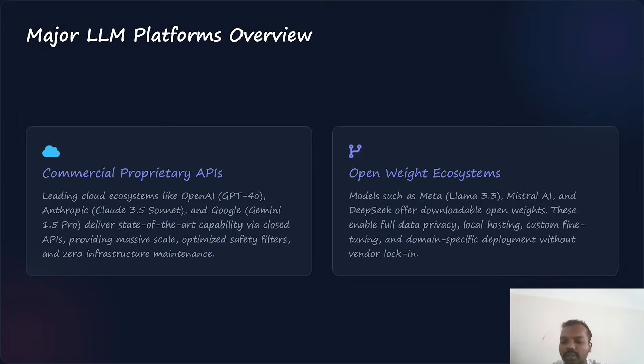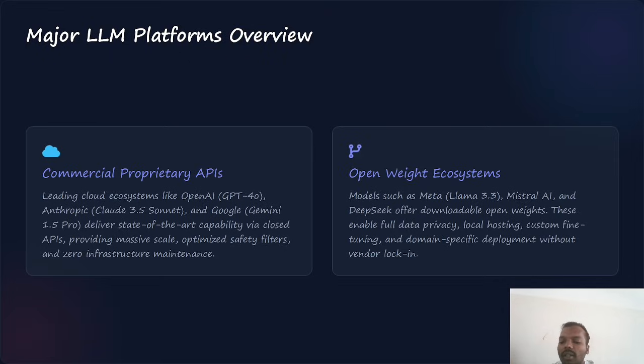Okay, so major LLM platforms overview. Let's kick things off by looking at the current LLM landscape. Broadly speaking, the AI world is divided into two major ecosystems. First, we have commercial proprietary APIs like OpenAI's ChatGPT 4.0, Anthropic's Claude 3.5 Sonnet, and Google's Gemini. These are hosted in massive cloud data centers, offering cutting-edge performance and zero maintenance, but operating as closed black boxes.